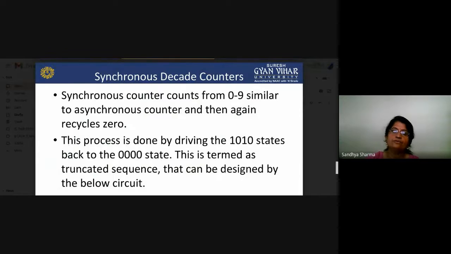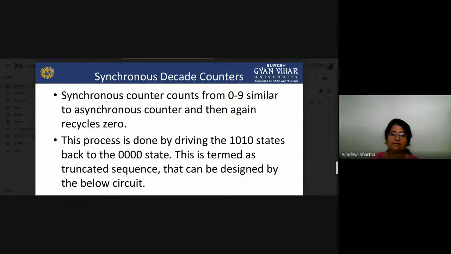Now we have to design the synchronous decade counter. Again, you have to know a decade counter counts 0 to 9. After 0 to 9, our counter will again work in the 0 to 9 process. Now you have to design for a decade counter. So what is the basic purpose? The last stage is 1010.